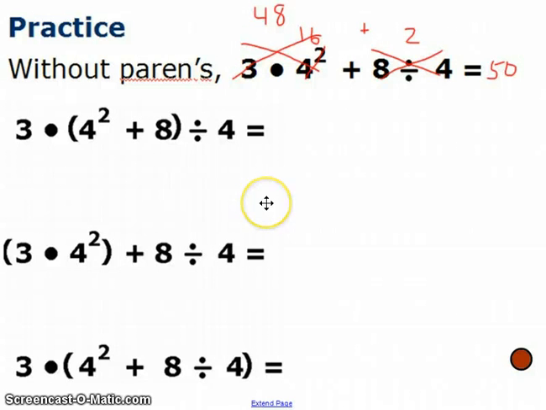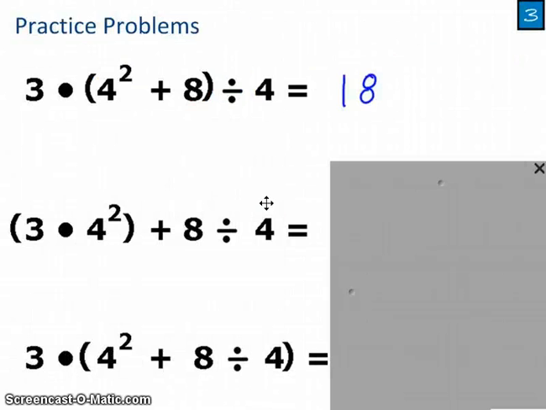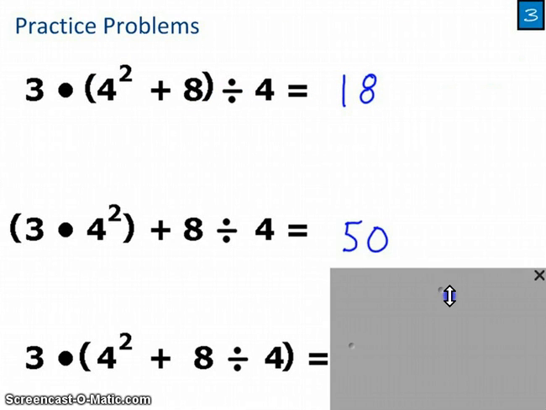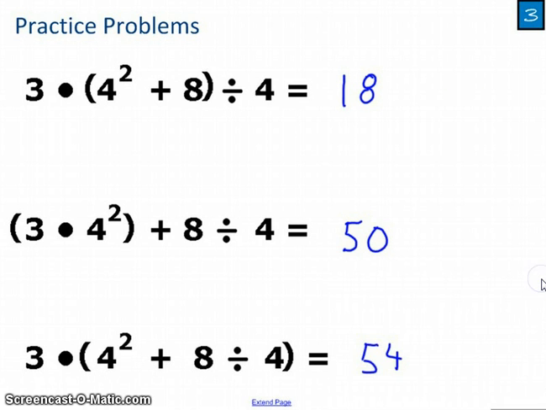Okay, I'm going to assume that you've done that, and I'll show you the answer to the first one. The first one you should have come out with 18 as your answer. The second one, 50. And the third one, 54. If you have questions about this, bring those questions into class, and we'll talk about them when we get together.